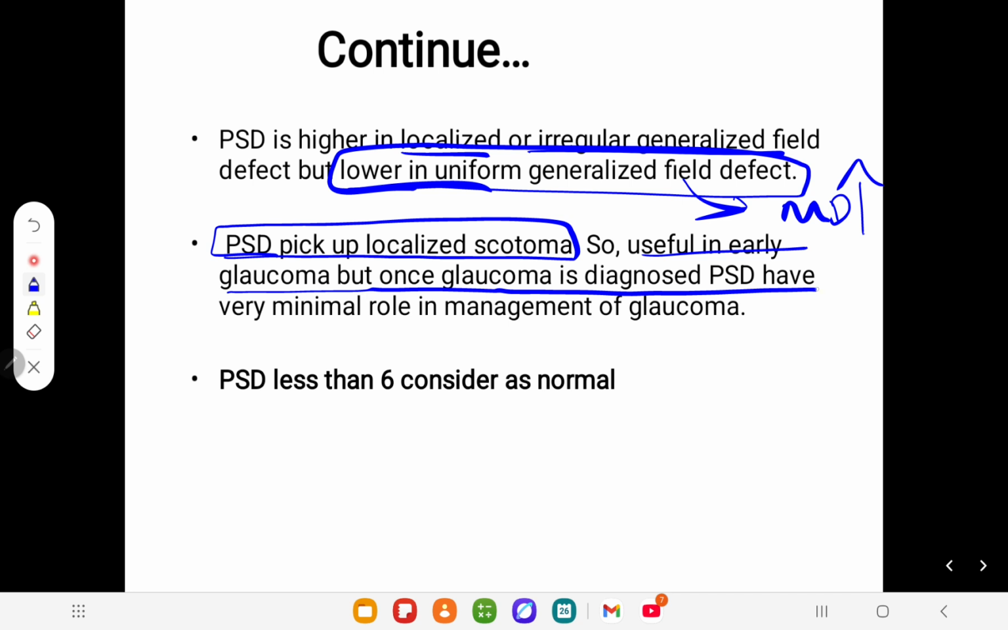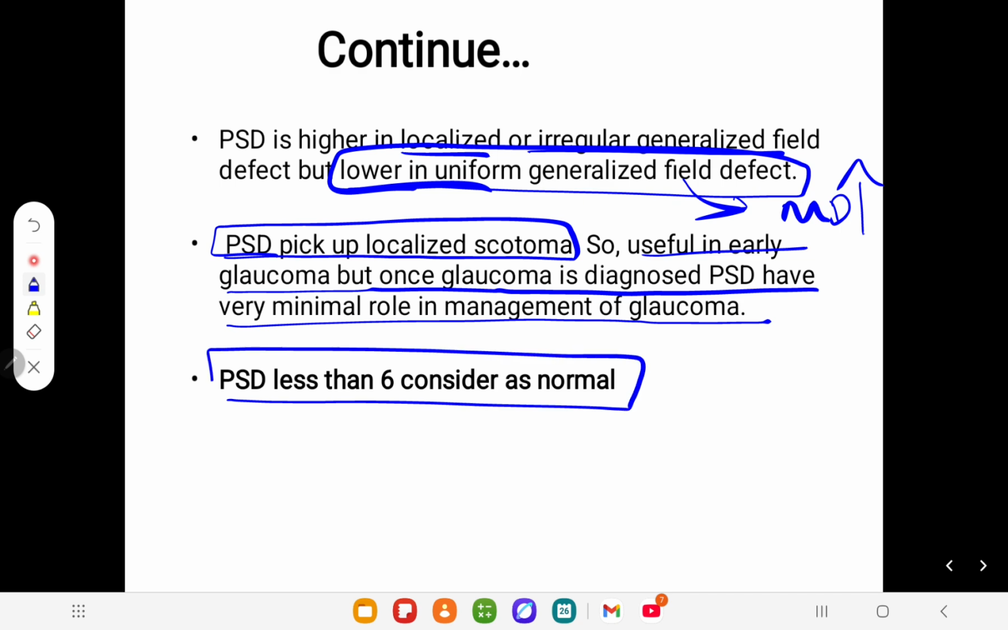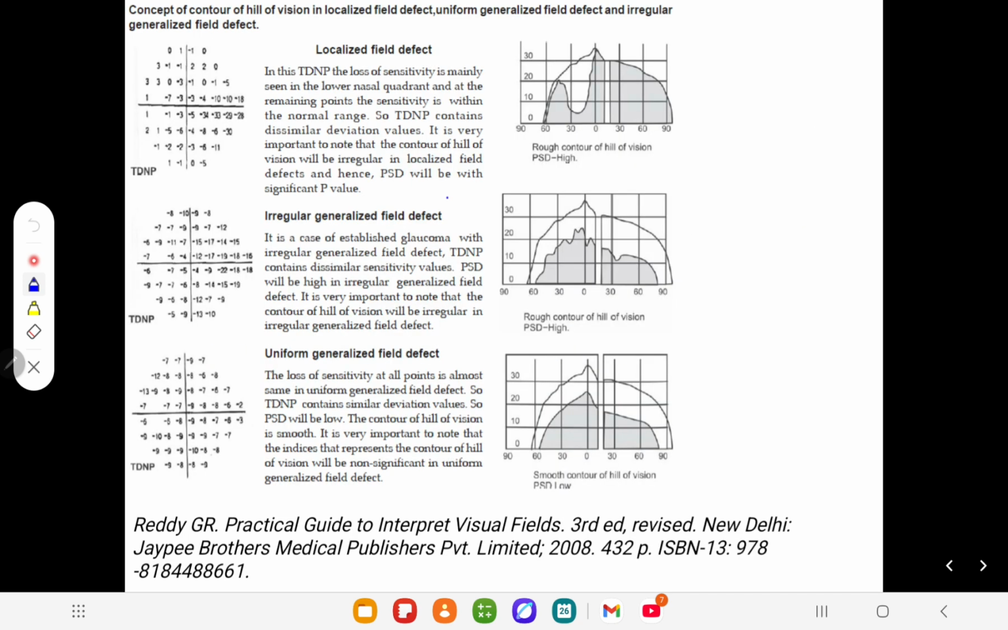But once the glaucoma is diagnosed, pattern standard deviation has a very minimal role in the management of glaucoma. Pattern standard deviation is very important whenever you are diagnosing glaucoma. Okay, pattern standard deviation less than 6 is considered normal. See in this picture.